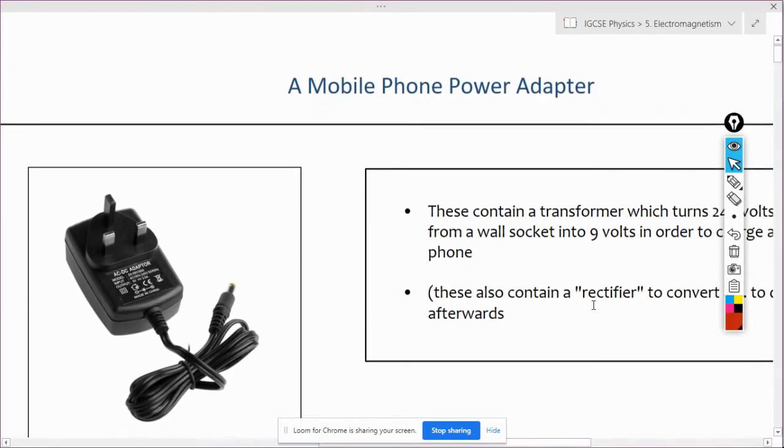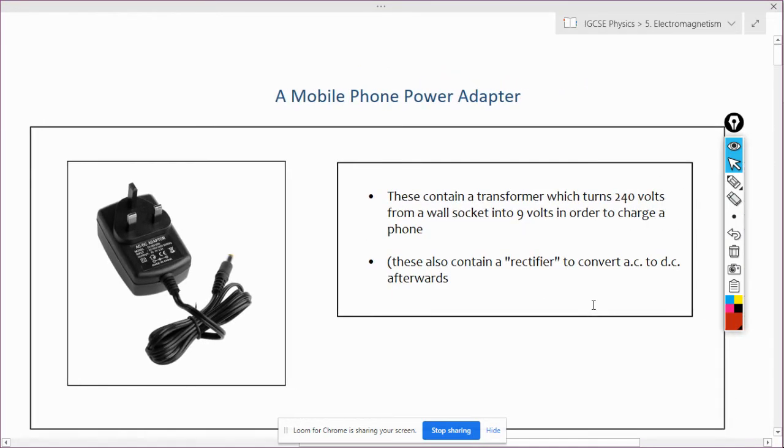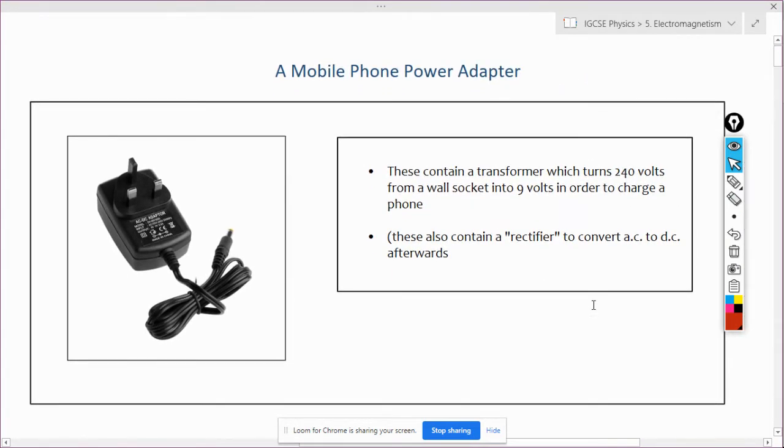Okay, so everybody's seen something like this. You all have these little devices to charge your phones. And what's inside of these devices? Well, there's a transformer inside of these. If you plug these into your wall, it has about 240 volts, but these will turn those 240 volts into about 9 volts to charge your phone, because if you put 240 volts through your phone, it would fry your phone.